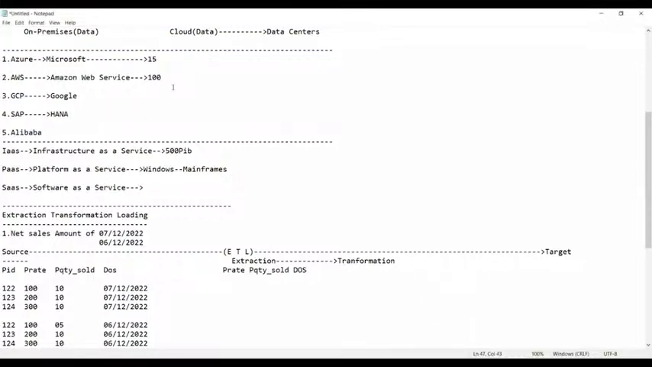Okay, sorry guys, so it got disconnected. Okay guys, so now, everyone, just have a look.